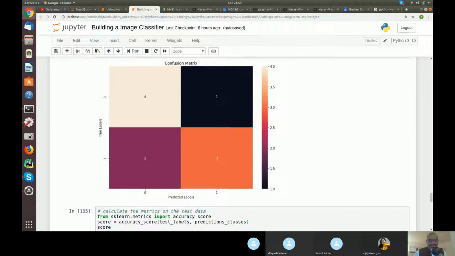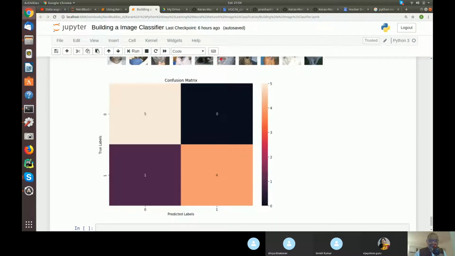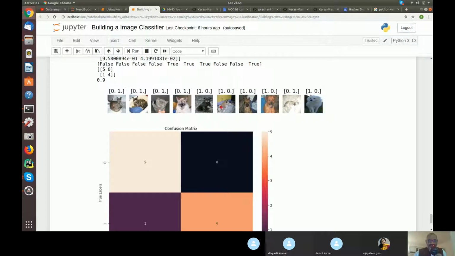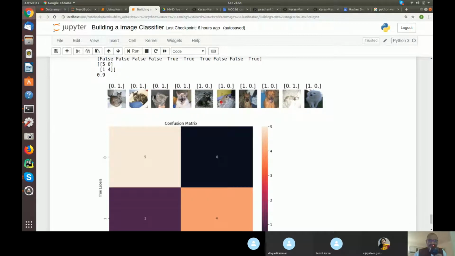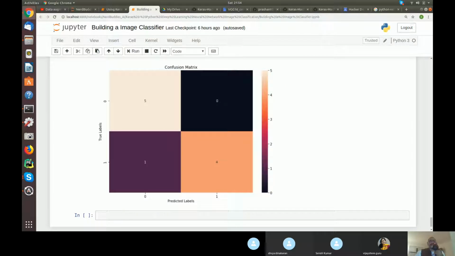So now we'll discuss what this matrix is telling us. There is some randomness that you'll find in here. It's only 10 images in a test data set, so there's some randomness around the predictions. That's why the accuracy will change. In the previous one, it was giving 70% accuracy. Here it's giving 90%.